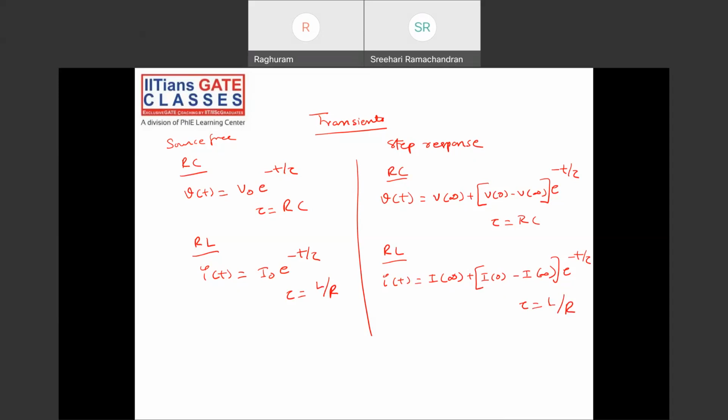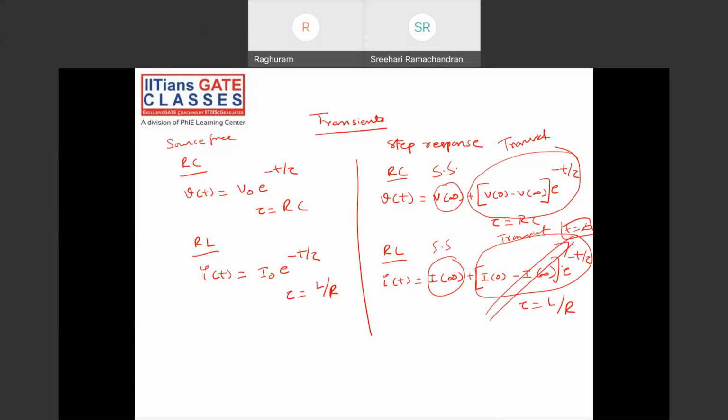Okay. So what do you call this part of the response? This is called the transient part, and this is the steady state part. Why is it called transient? Because it dies at t is equal to infinity. This part will become 0. That is why it is called transient.